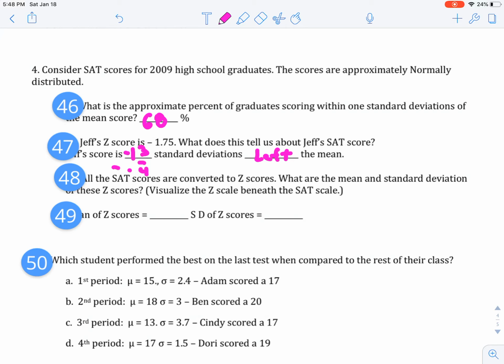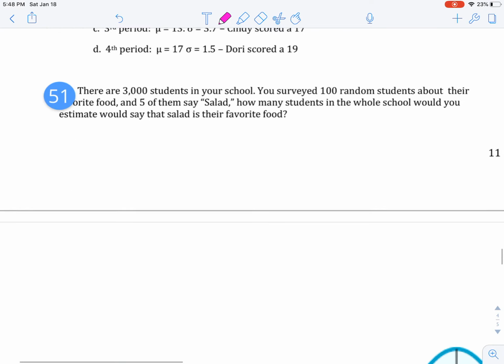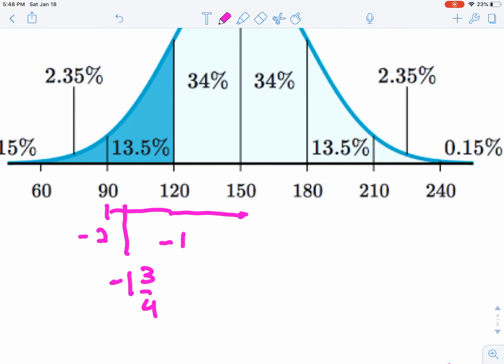All the values are converted to z-scores. What are the mean and standard deviation of these z-scores? The mean of the z-scores is 0, because if we were to add them all together, it would land right in the middle. The standard deviation of the z-scores is 1, right? Each z-score is exactly one standard deviation over. So here's the middle, here's one standard deviation away, 2, 3, and these are all exact z-scores along the bottom.